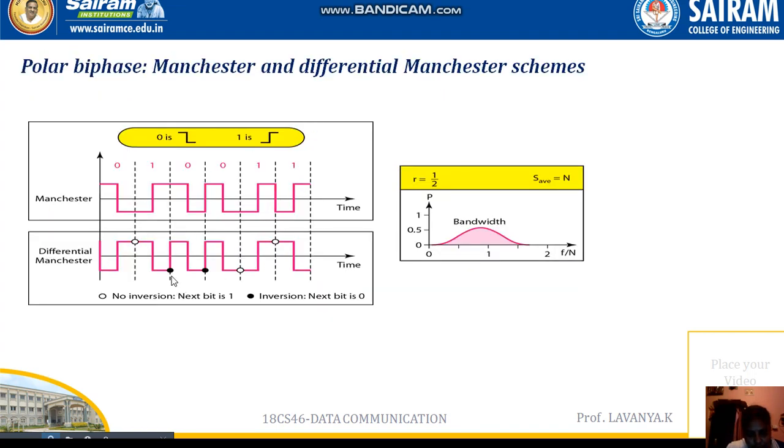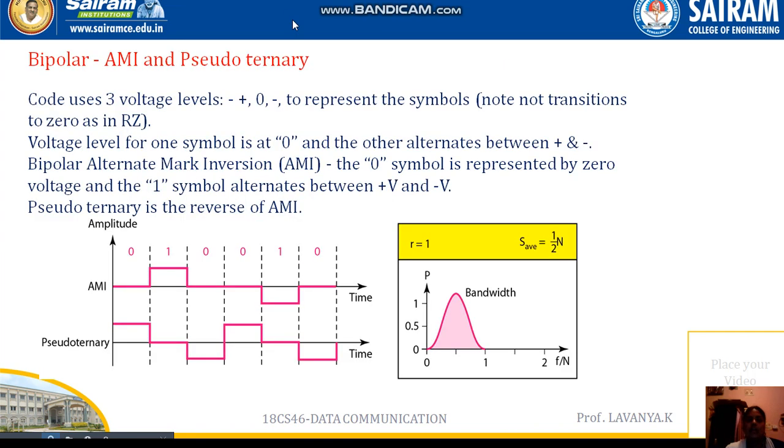This completes one cycle, because 1 is higher to lower. It is going to start from this end to the next end, meaning it completes one transition. Again, if it is 1, it should be higher to lower. Like that we have to draw the Manchester and differential Manchester line coding.